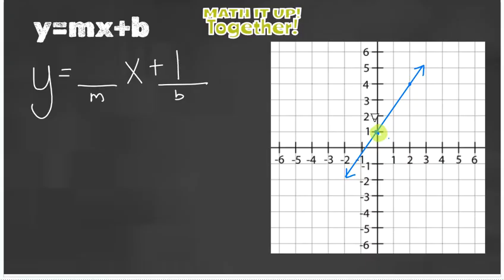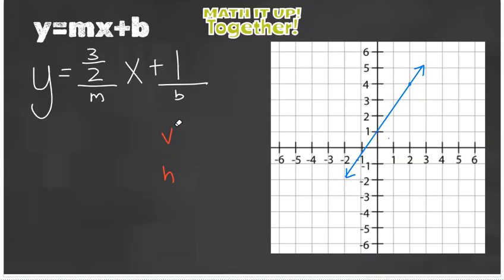And for slope, we're going to do our vertical over our horizontal. 1, 2, 3, and that's up, so it's positive. 1, 2, that's right, so it's positive. So my final answer here is the equation for this line is 3 over 2 x plus 1. And it's really just as easy as that.